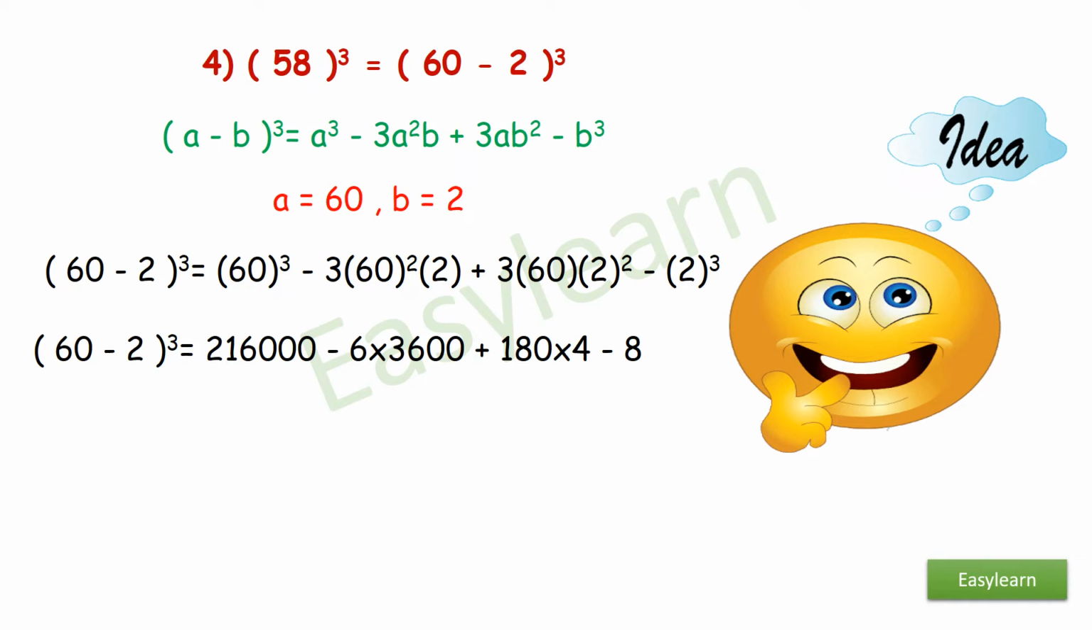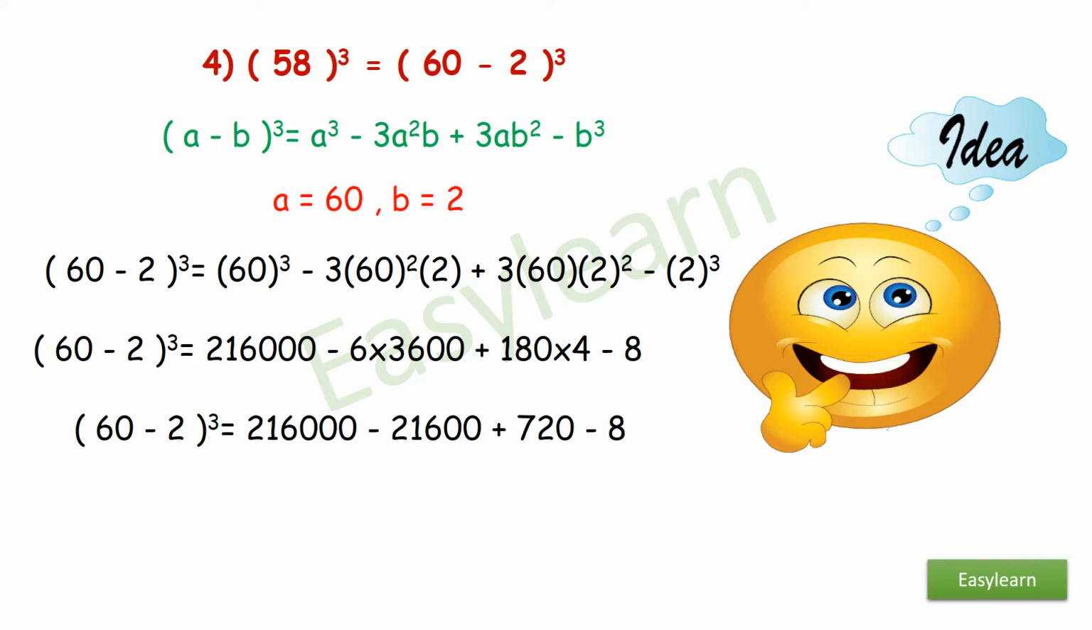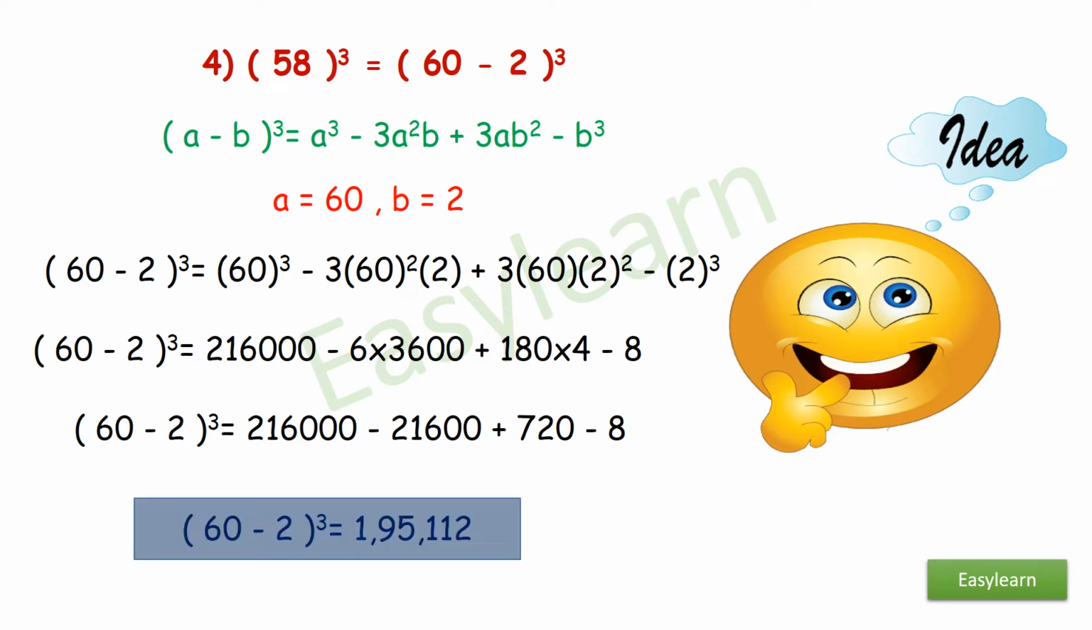2,16,000 minus 6 into 3,600 plus 180 into 4 minus 8, which is equal to 2,16,000 minus 21,600 plus 720 minus 8, which is equal to 1,95,112.